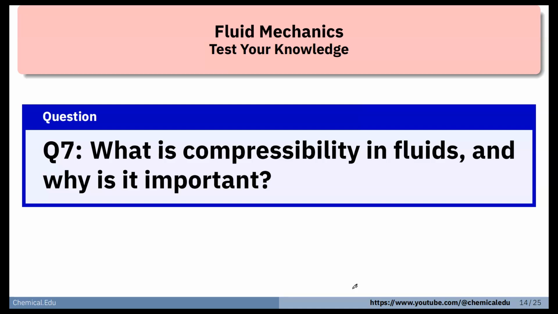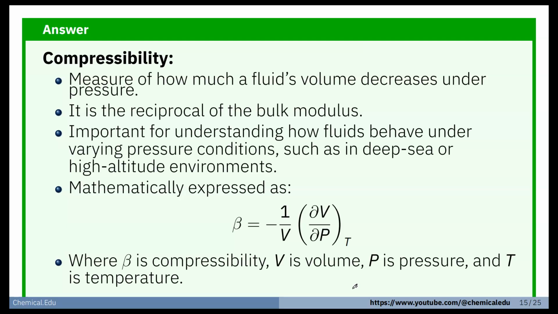What is compressibility in fluids and why is it important? So compressibility is a measure of how much a fluid volume decreases under pressure. It is the reciprocal of bulk modulus, important for understanding how fluid behaves under varying pressure conditions such as deep sea or high altitude environments, mathematically expressed as beta is equal to minus 1 by V dV by dP at constant temperature, where beta is the compressibility, V is the volume, P is the pressure and T is the temperature.